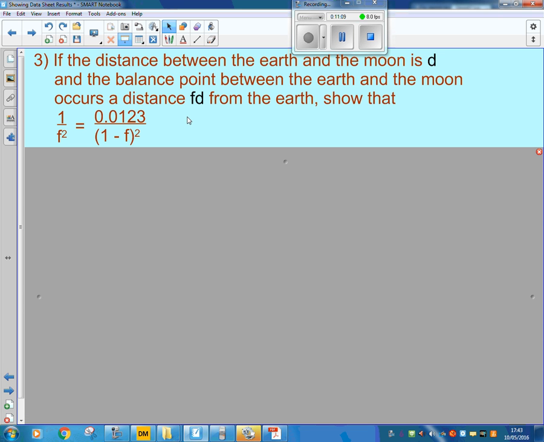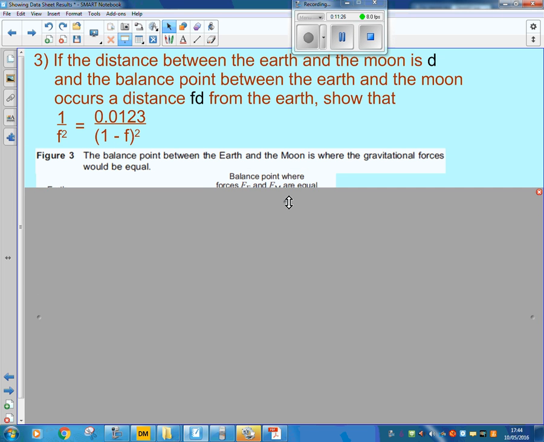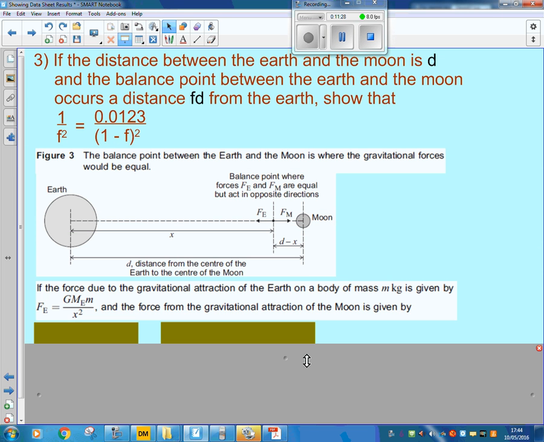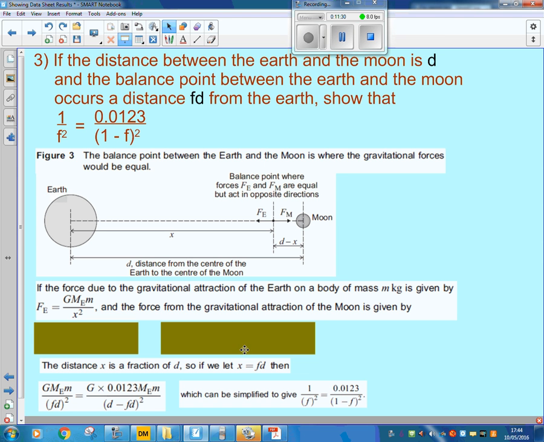If the distance between the Earth and the moon is d, and the balance point between the Earth and the moon occurs a distance fd from the Earth, we need to show 1 over f squared is equal to 0.0123 over 1 minus f squared. Well, first of all, let's have a look. This is all on page 4. Let's have a look at what it's actually saying about it before we try the question.